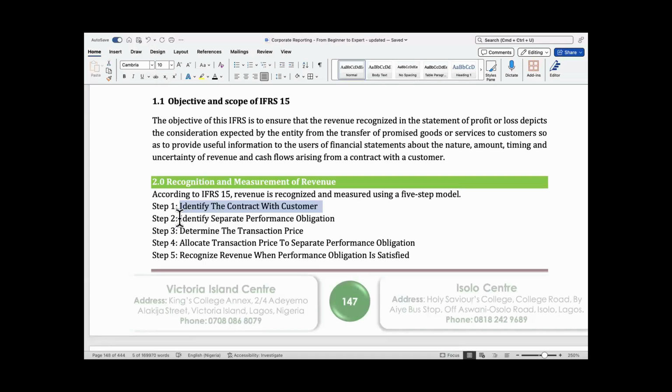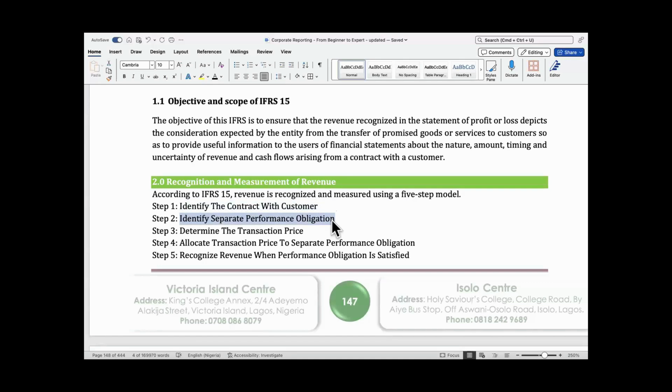Also, we talked about contract combination, we talked about contract modification, and we spent a lot of time on this with several scenarios and examples. If you have had time to look at it, then you would have no problem understanding it at all. We also talked about identifying separate performance obligations.